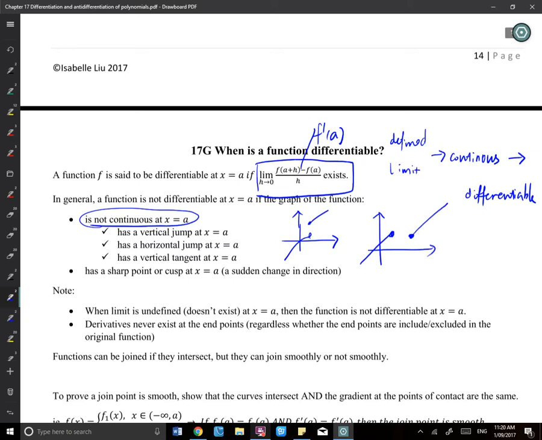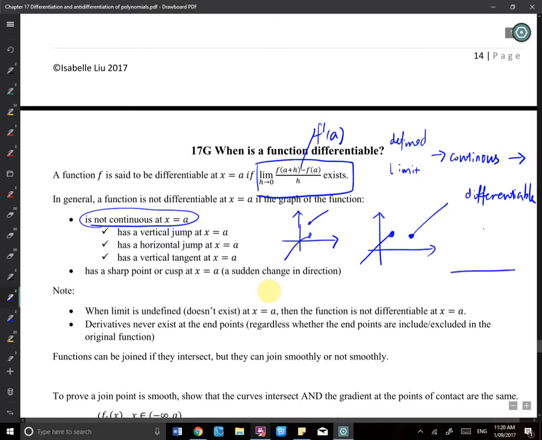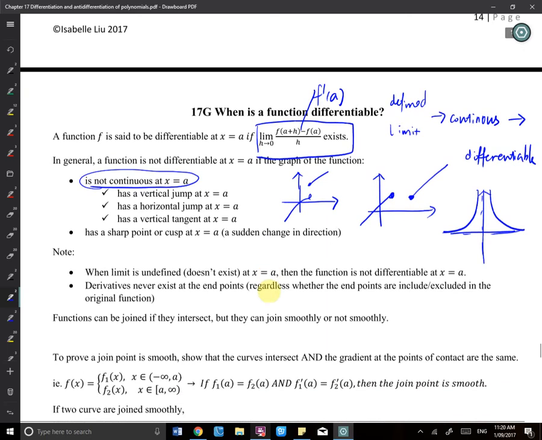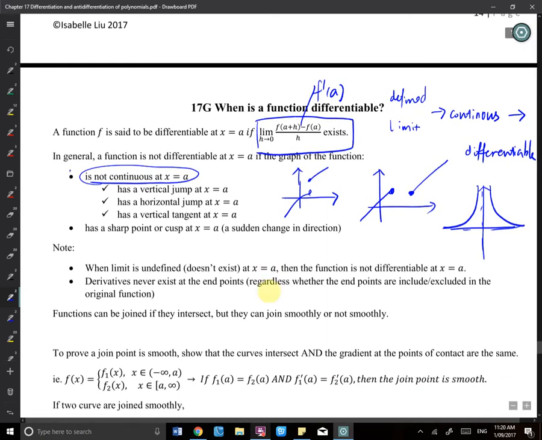And then there's a vertical tangent. Let's say we have a graph that looks like that, the truncus at x equals 0. That's a vertical jump there. A vertical tangent is not continuous as well at x equals 0. And that's the first thing, number 1, when it's not continuous.